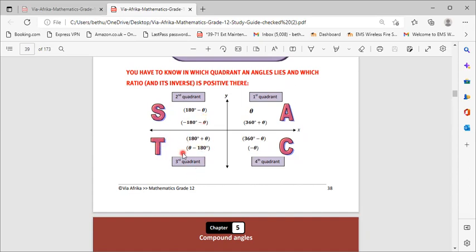In the third quadrant, tan is positive, as well as cot. Now, the angles that belong in the third quadrant is 180 degrees plus theta, as well as theta minus 180 degrees. In the fourth quadrant, we have cosine being the only positive ratio here. And the angles belonging in this quadrant, it is 360 degrees minus theta and negative theta.